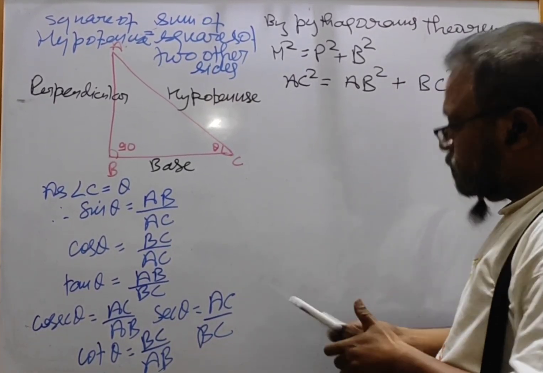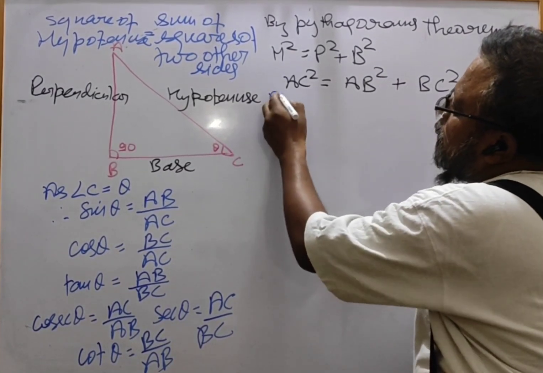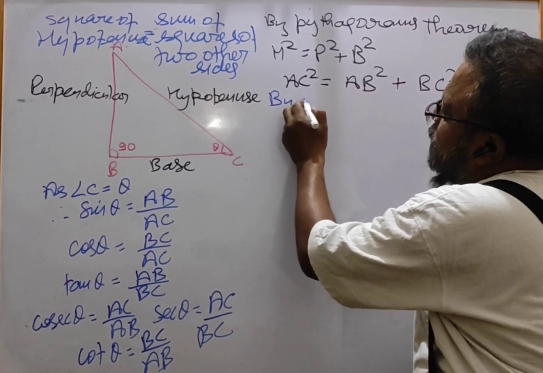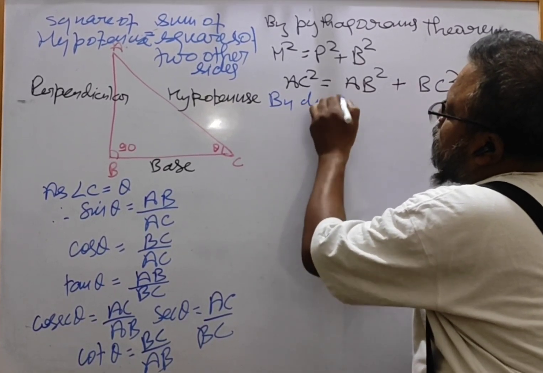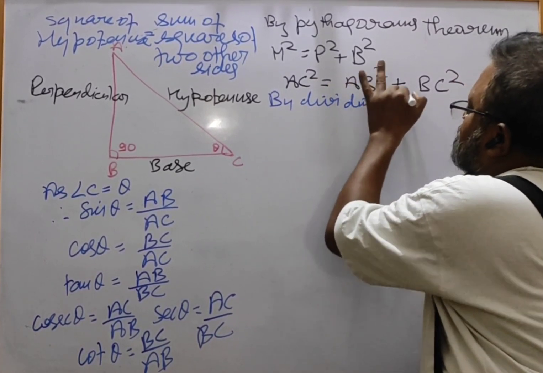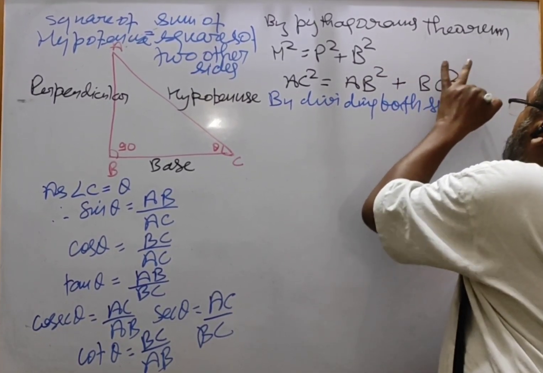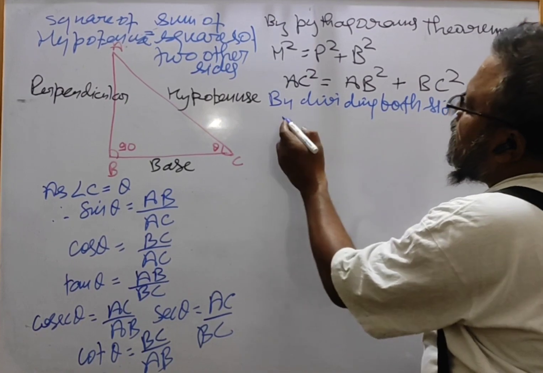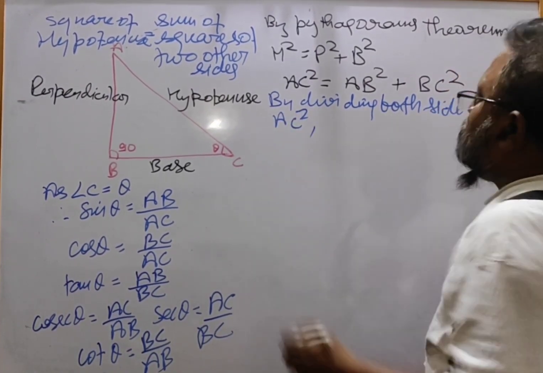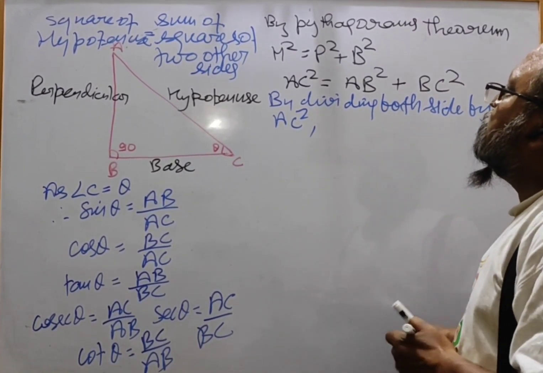Now, by dividing both sides by AC squared, then what happens?